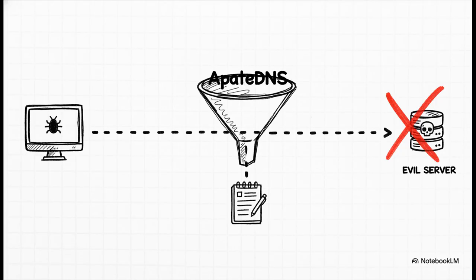You know, malicious programs rarely ever work alone. They often have to phone home to a command and control server to get instructions or send back stolen data. To catch this, analysts use tools like Apache DNS. It does something really clever. It fakes an internet connection and then logs every single website the malware tries to contact, all without ever letting it actually connect to the real attacker.